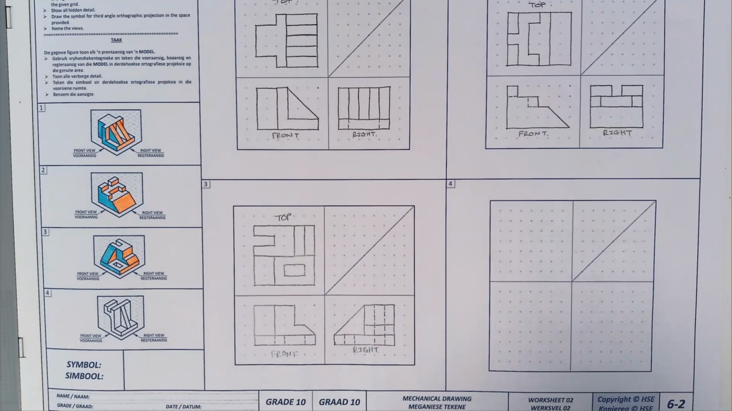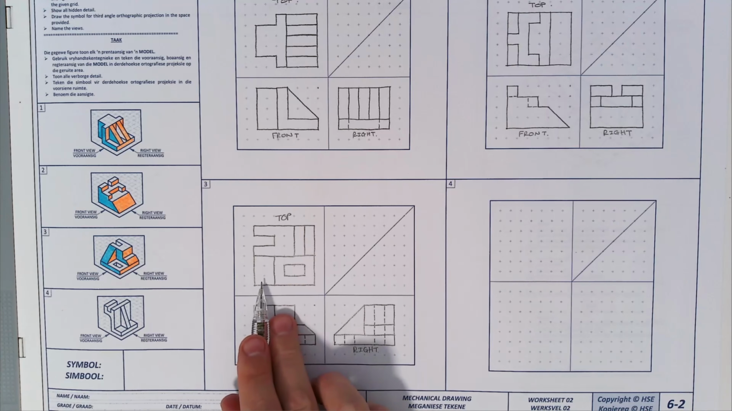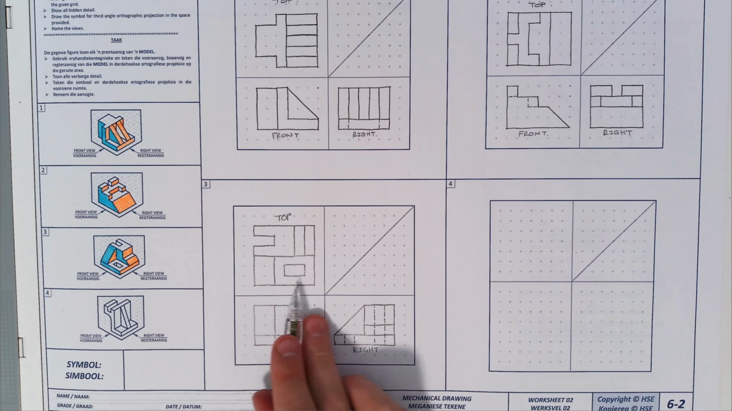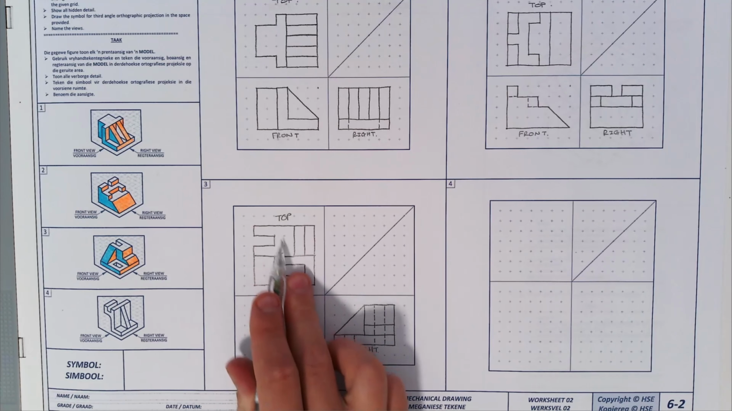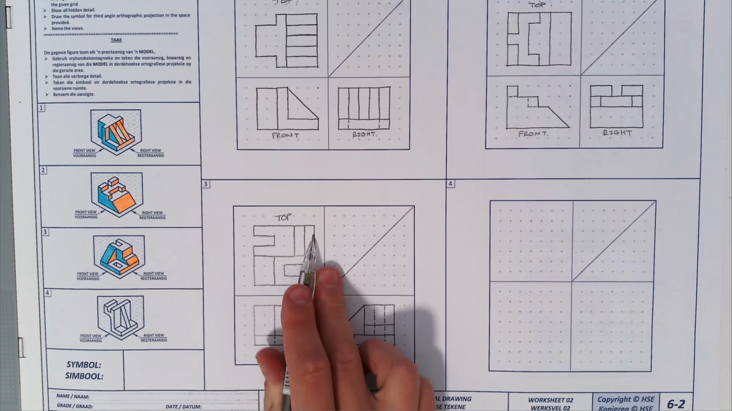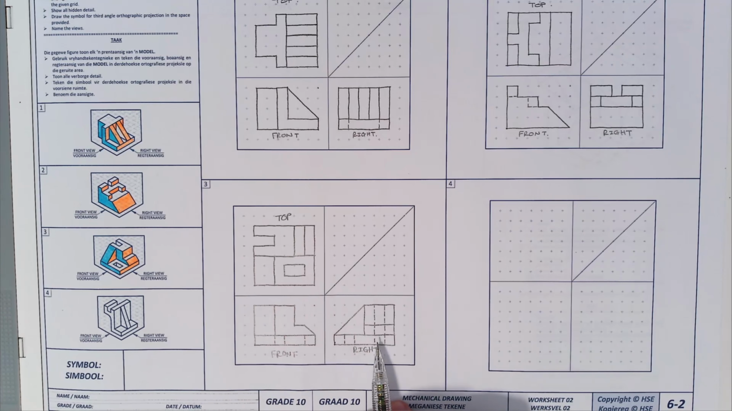Okay, remember we're writing capital letters. So we've got the slope, we've got the hole, we've got that square, the U shape, that plane, and the slope. We've got everything on the right and everything on the front. And that is that for number 3.